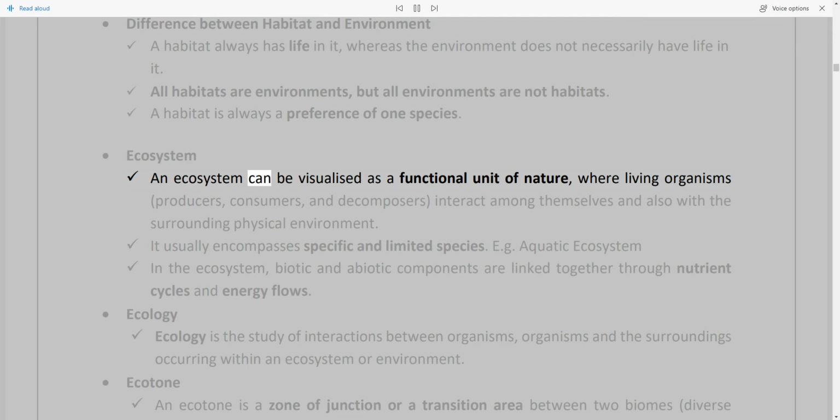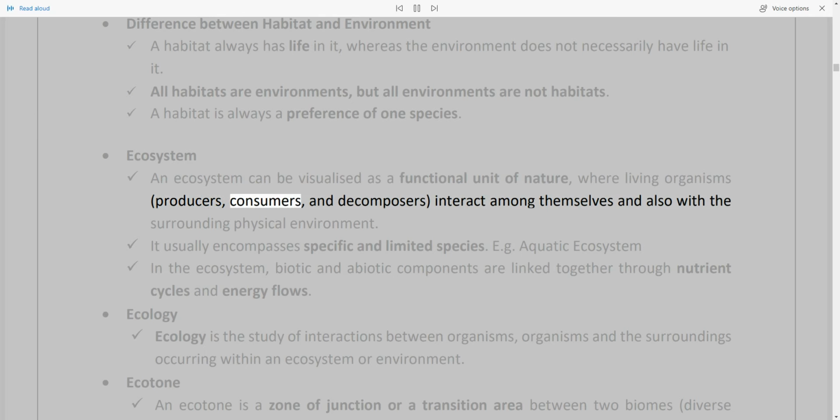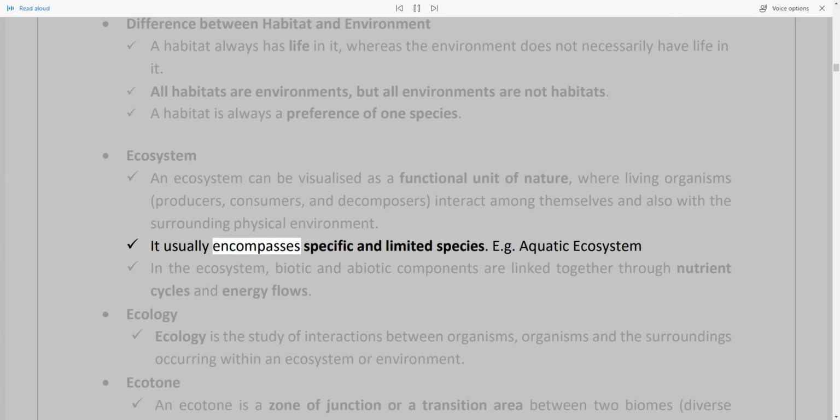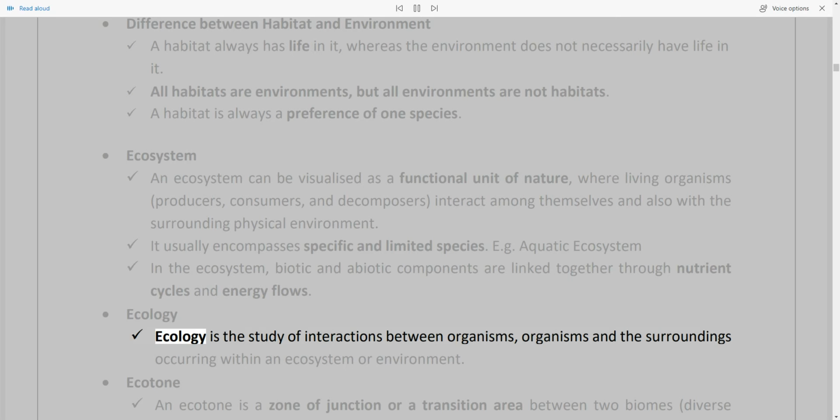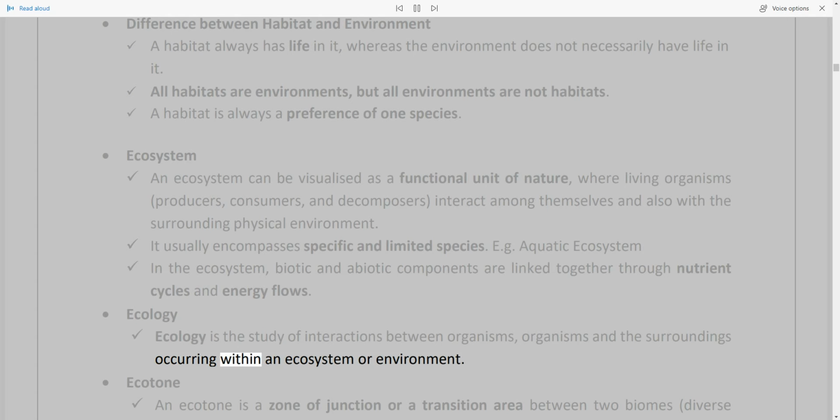Ecosystem. An ecosystem can be visualized as a functional unit of nature, where living organisms, producers, consumers, and decomposers, interact among themselves and also with the surrounding physical environment. It usually encompasses specific and limited species, e.g. aquatic ecosystem. In the ecosystem, biotic and abiotic components are linked together through nutrient cycles and energy flows. Ecology is the study of interactions between organisms and the surroundings occurring within an ecosystem or environment.